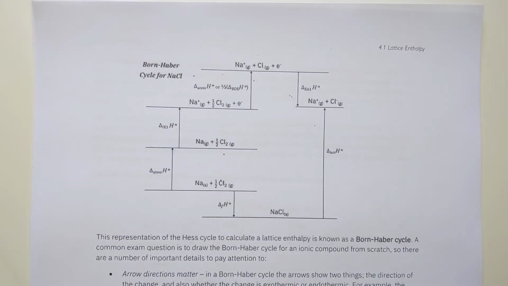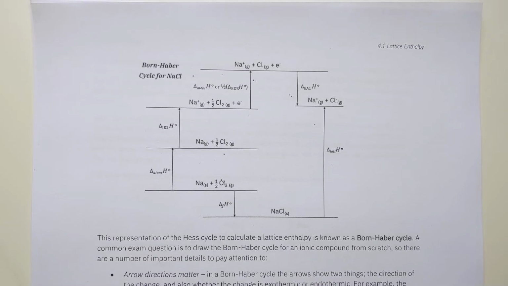Now the one thing to reassure you at this point is if you've done all the hard work and you understand the Born-Haber cycle you've got in front of you, the maths behind this is actually very simple. It's basically adding numbers together. It's nothing more complicated than that.